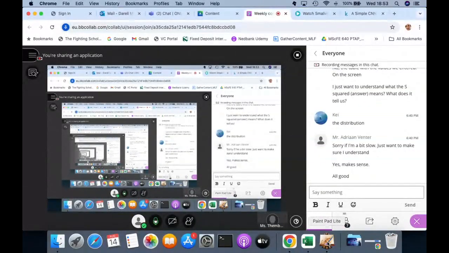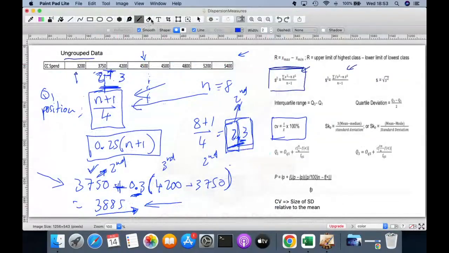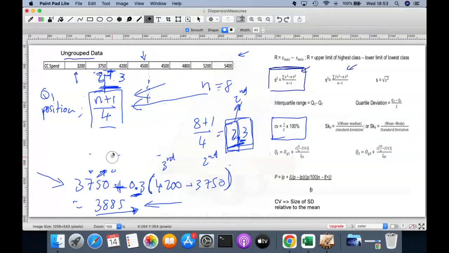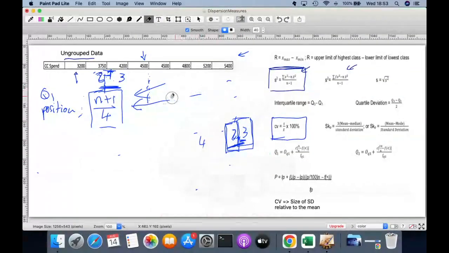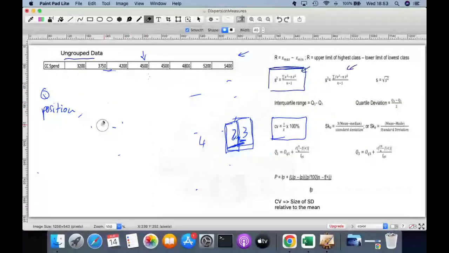Fantastic. All right. So just to check everyone's paying attention. Now we're going to do the third quartile. Okay, and it's very similar. It's very, very similar. If you understand the first quartile, the third quartile is very similar. Almost done.